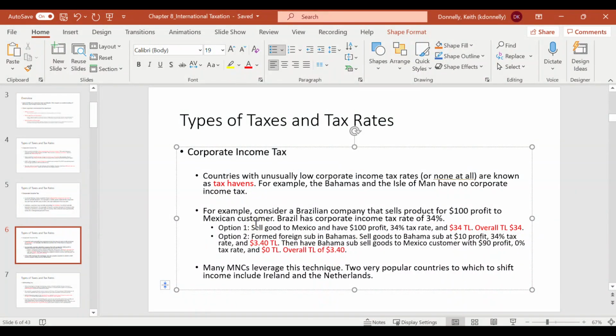So if you're the Brazilian company, all day, every day, if the goal is to lower taxes, you're going to pick the $3 that you have to pay instead of 34. All you have to do in this case is open up and create a foreign sub in the Bahamas. Transaction one, Brazil to Bahamas: pay a little bit of tax there. Transaction two, Bahamas to Mexico: no tax there. So this is a commonly leveraged technique. Ireland and the Netherlands are very popular countries to create these foreign subs in for how you would effectuate this.